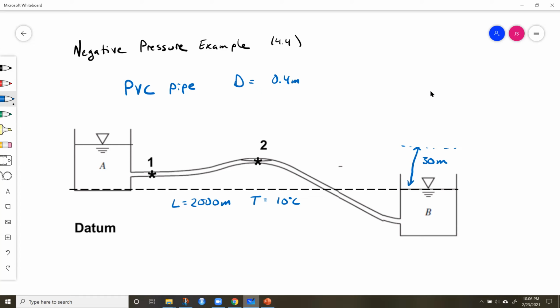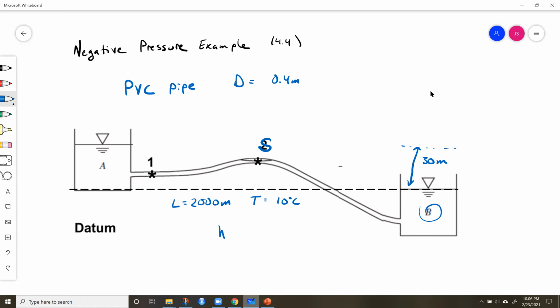So let's take a look. The way that we're going to solve this problem is we're going to think about the water at this point. We'll call this S, so instead of 2, we'll call it S. And we'll think about the water at this point, which we'll just call B. So we'll write out our energy equation, and we're going, remember, from S to B.